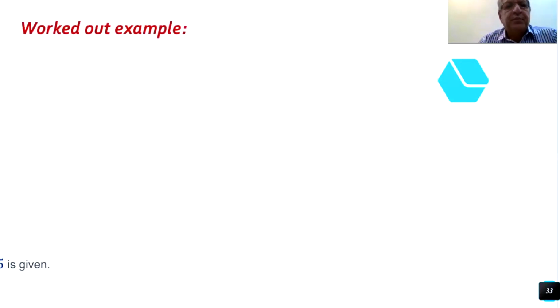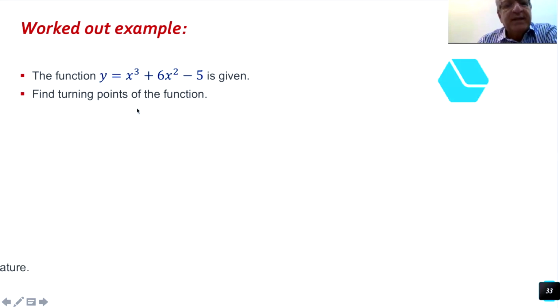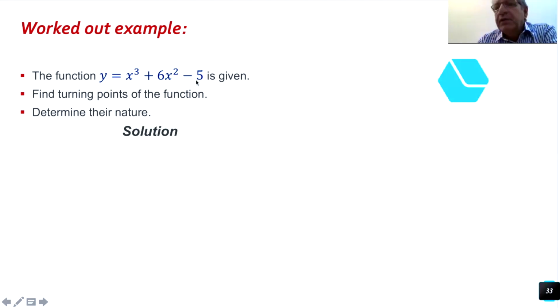There are conditions there, which are out of your syllabus now. Okay, now, we have this function. We want to find the turning points of this function and then determine their nature. First, we have to find dy/dx.